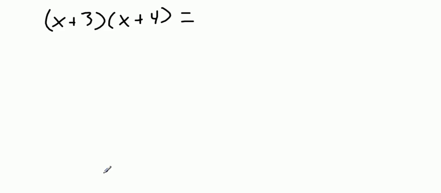We're going to take a look at the next type of factoring that we're going to learn. It's called factoring trinomials using what's called the AC method. But basically we're going to talk about how to factor trinomials that fit a certain pattern.